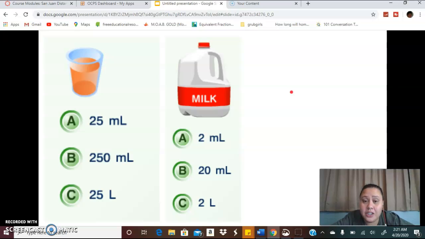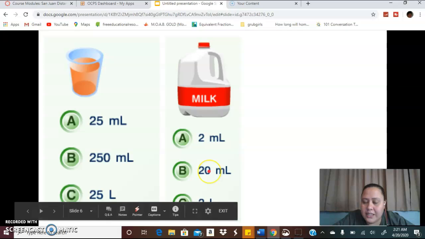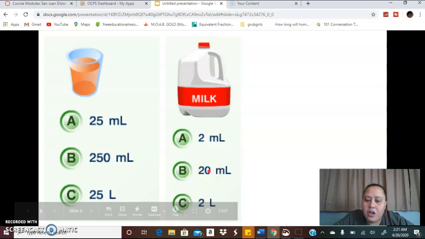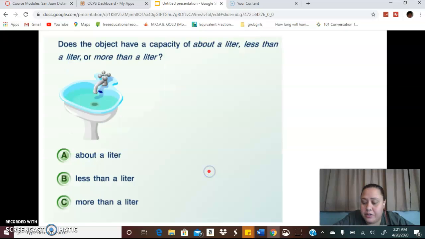Now that big jug of milk is definitely larger than this. So we know that that's greater than 1 liter. And of the choices that they gave us, only one is in liters, so that is a 2-liter jug of milk. The other two would be so small. 2 milliliters is just 2 drops, and 20 is not that far off either. So that jug is actually 2 liters.